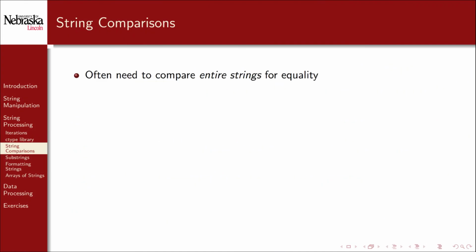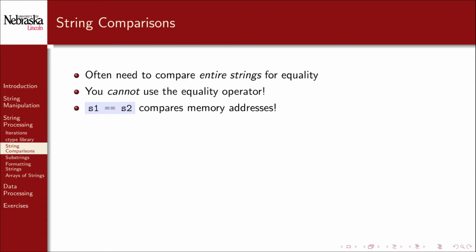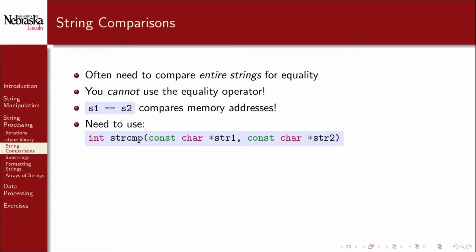Often you will have the need to compare the contents stored in strings rather than just individual characters. You cannot use the equality operator to do this, however. An expression like S1 is equal to S2, where S1 and S2 are strings, would end up comparing the memory address of the 2 pointers rather than their actual contents. Instead, you're going to need to use a function, strcmp, available in the string library, short for string comparison, to do this. This function returns an integer which has the following contract.